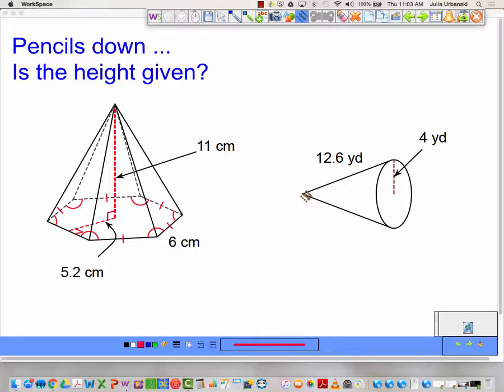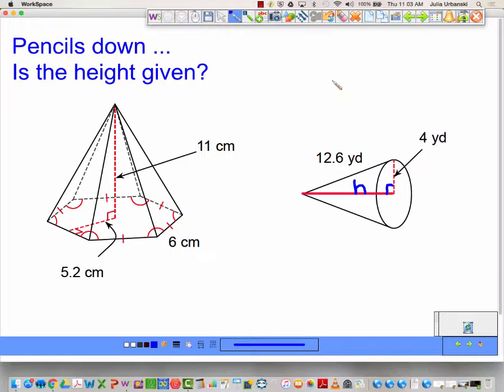The height for volume has to start at the point and has to go straight to the other edge at a right angle. Well, how would you find the height now that you wanted? Oh, I know. You use Pythagorean theorem, which would be quicker because you don't know any angles. Which one's the hypotenuse? 12.6 squared equals 8 squared plus 4 squared. And you would solve that, okay?